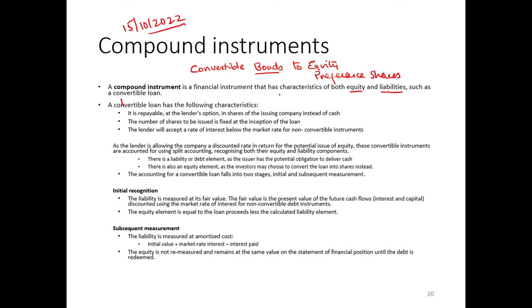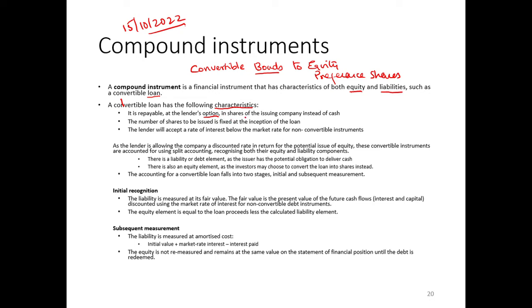A financial instrument has the characteristics of both equity and liabilities, such as convertible loans. Either you can convert the loan into equity, or you can convert the loan into preference shares. What are its features? It is repayable. You have the option. If you have the loan or the bonds, you have the choice. Option is there. Nobody will force us.